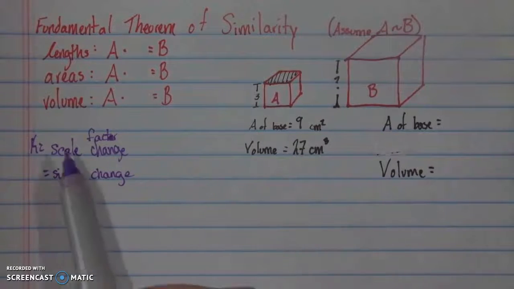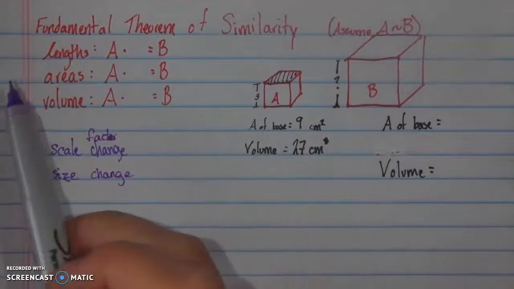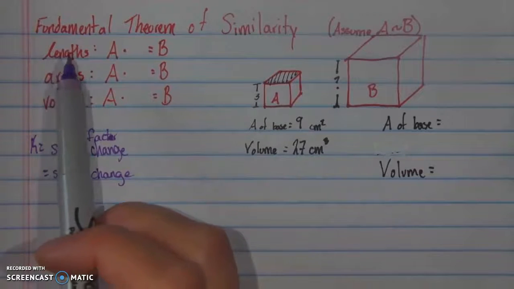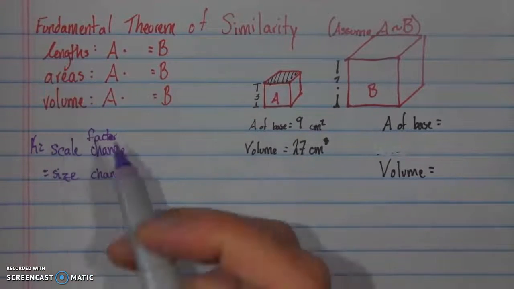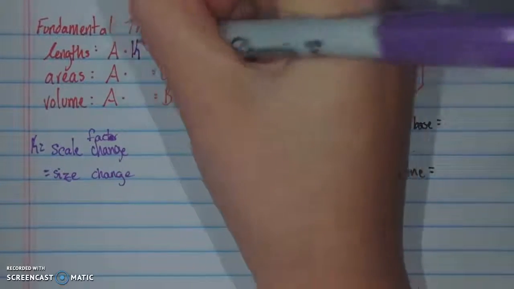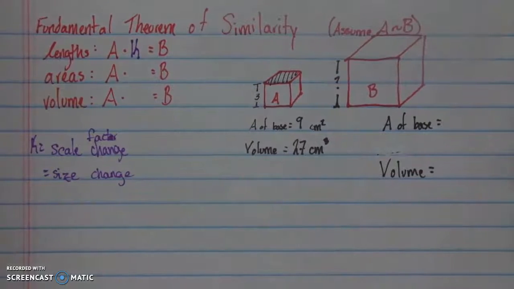Anyways, so if we're talking about this with K, here's how it's going to work. Now, we've been using fundamental theorem of similarity in regards to lengths this entire time. And what we've been saying is if you took any length in the first figure and multiplied it by K, it should give you a length in the second figure.